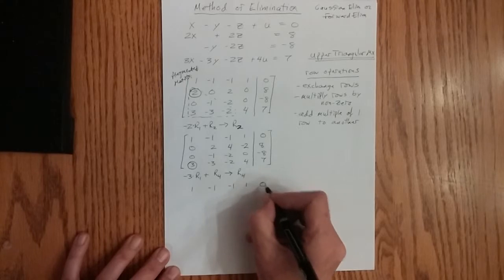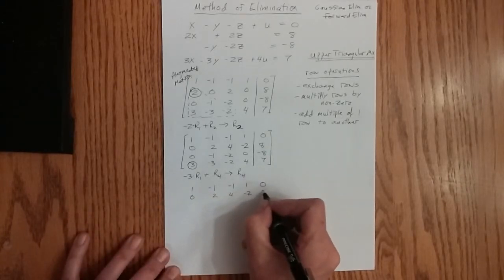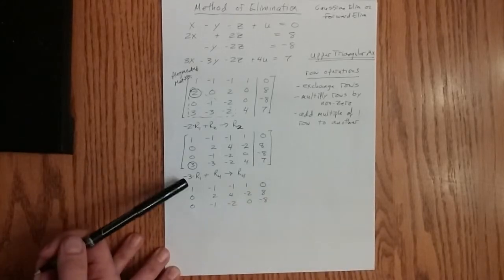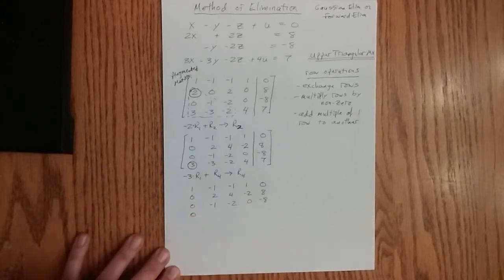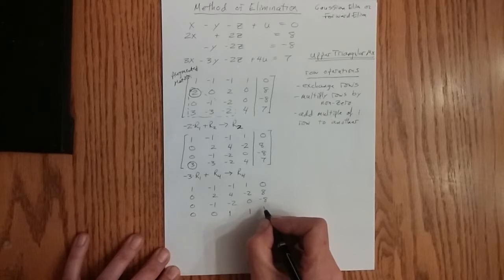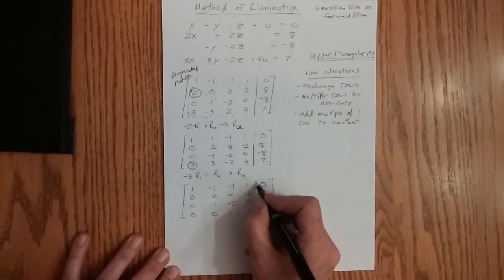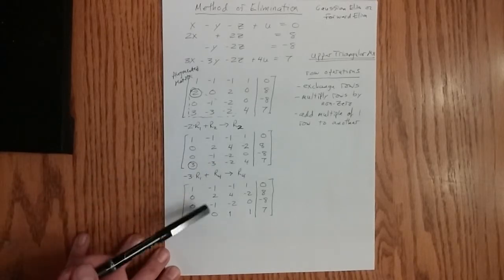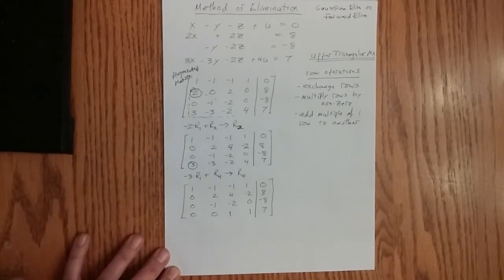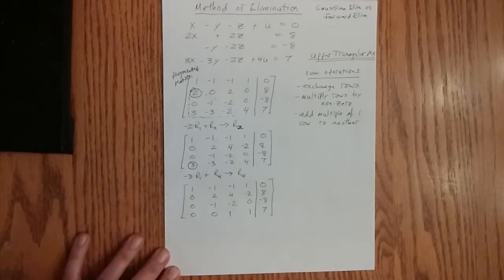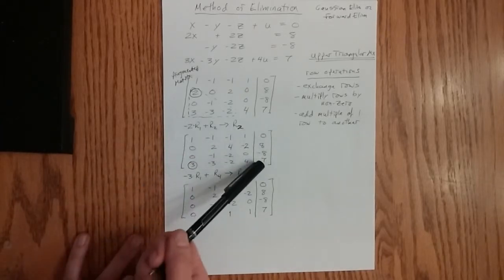1, -1, -1, and 1 for the top row. 0, 2, 4, -2, and 8 for row 2. 0, -1, -2, 0, -8 for row 3. And now, -3 times 1 plus 3 is going to be 0. Now let's go through that. -3 times row 1. -3 times -1 is 3, minus 3 is 0. -3 times -1 is 3, minus 2 is 1. -3 times 1 is -3, plus 1 is 4, is -2, giving 1. And the constant, -3 times 0 is 0, plus 7 is 7.